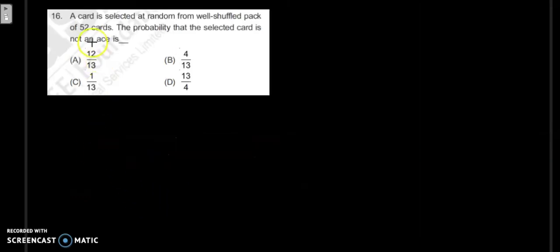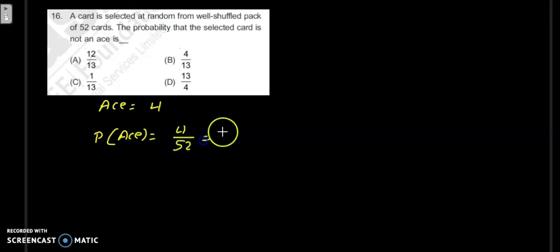Probability question. Question number 16. A card is selected at random from a well shuffled deck of 52 cards. The probability that the selected card is not an ace. Suppose probability of getting an ace. First find out the total number of aces in a deck, which will be 4. So probability of getting an ace is equal to 4 by 52, that means 1 by 13. Probability of not getting an ace, we can write P dash, is equal to 1 minus 1 by 13. So it will be 12 by 13.